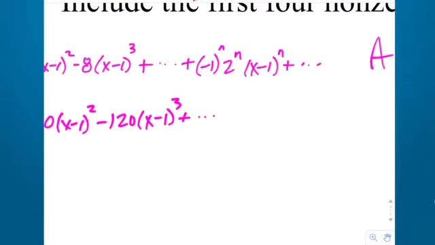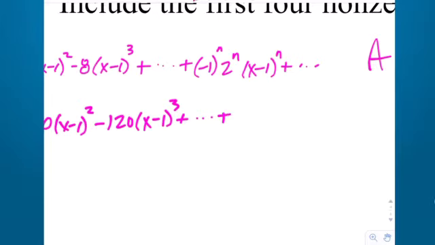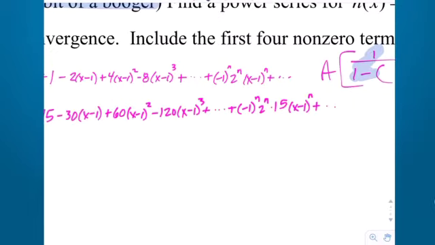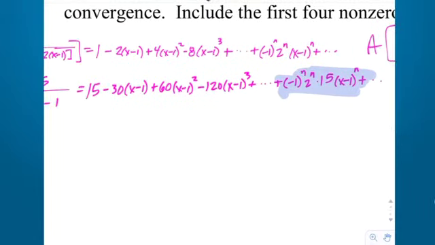Now here it's going to be a little bit kind of ugly looking. Negative 1 to the n, 2 to the n times 15. There's really no pretty way to do that. Times x minus 1 to the n plus dot, dot, dot. But notice that is counting as the general term, which is one of the true benefits from modifying your existing geometric series, because you might be able to generate the first 4 non-zero terms.